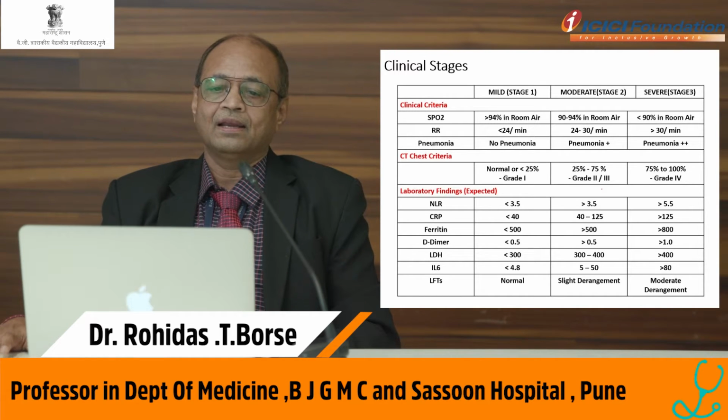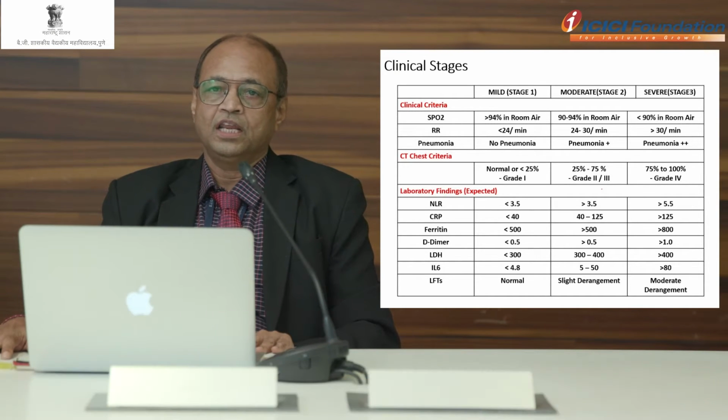We can clinically categorize the patients into three important severity forms. One is the mild illness, second is the moderate illness and third is the severe illness. We can categorize in this particular format. When it is a mild illness, it is a stage 1 disease. When it is a moderate illness, it is a stage 2 disease, and when it is severe illness, it is stage 3 disease. I will quote one example.